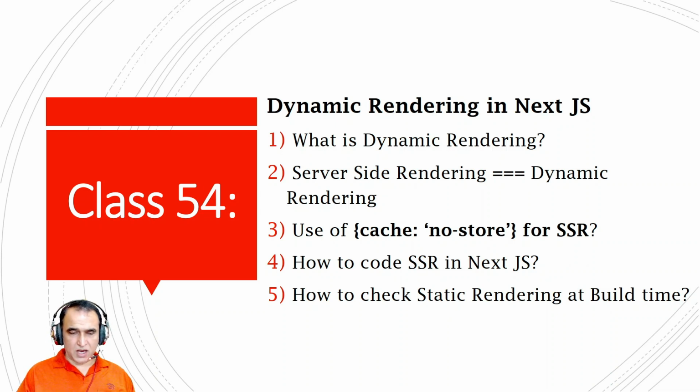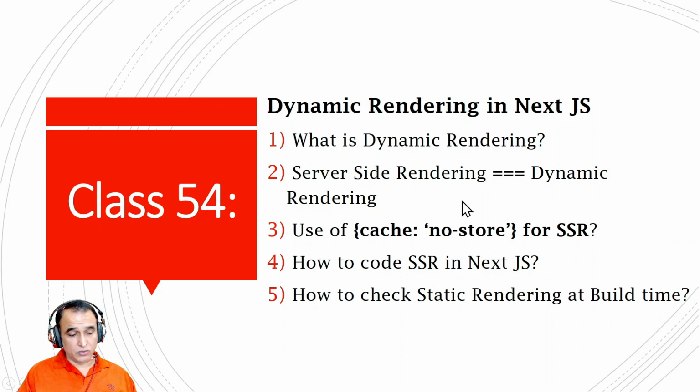That means we are not generating HTML pages at build time. They are generated at runtime. Remember that. For that, we have to use cache no-store for the fetch function for server-side rendering. I can call it server-side rendering or dynamic rendering, but in version 14 of Next.js they call it dynamic rendering. In previous versions they called it server-side. Both are the same, and we can check at build time also that they are generating dynamic rendering.